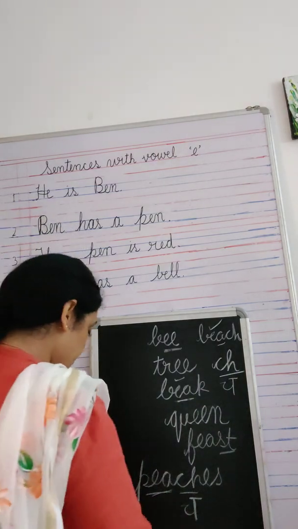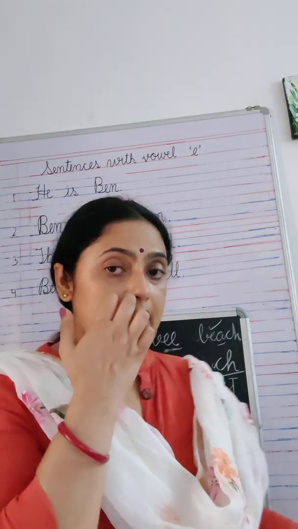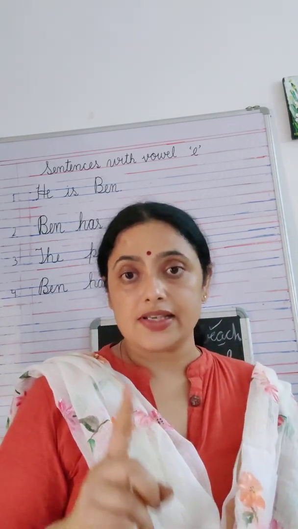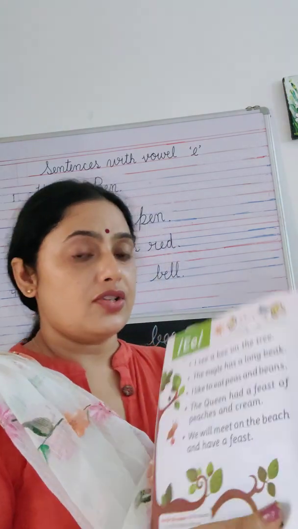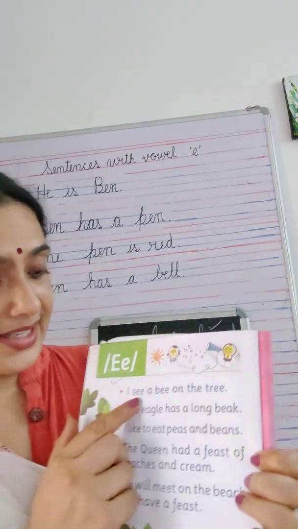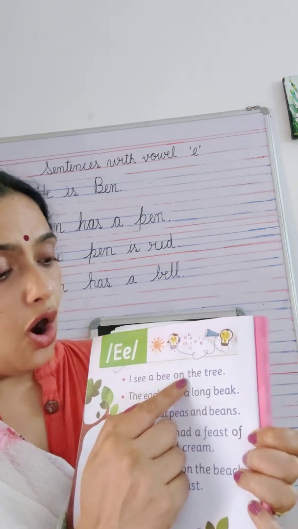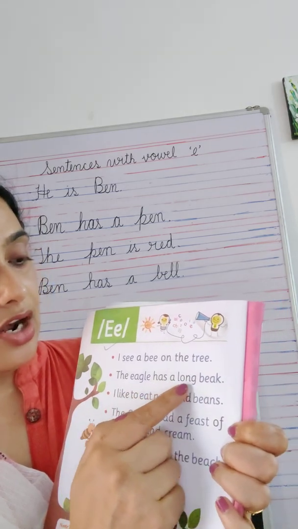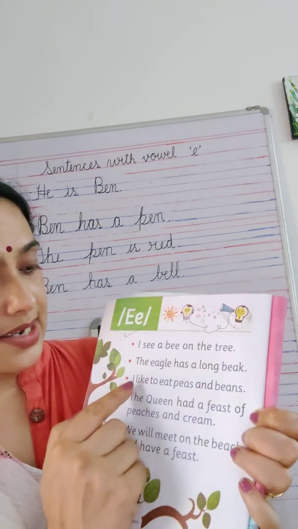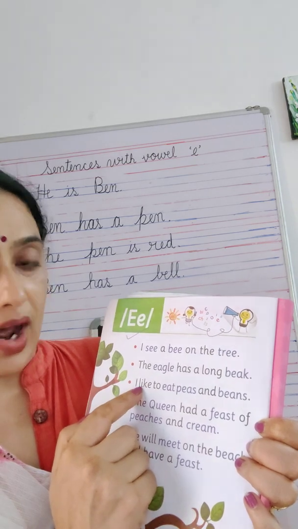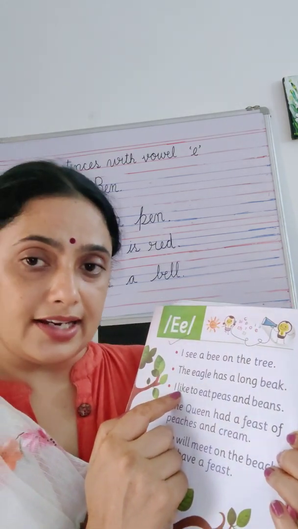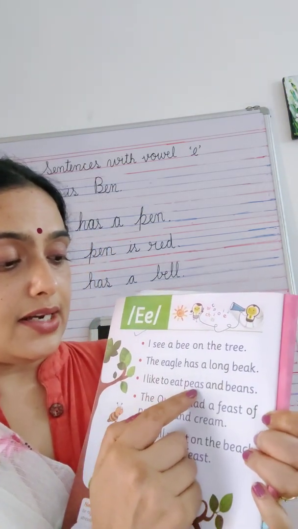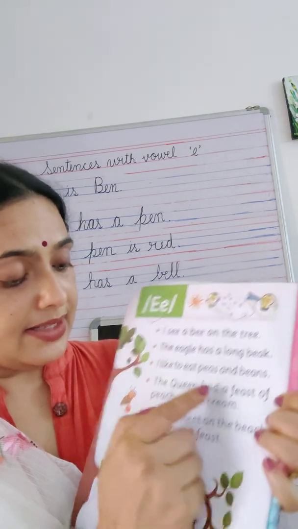This way you will read the long sound words. First you have to see if the word has two vowels. If it has two vowels, then the first vowel will give us a long sound. Now see. I see a bee on the tree. The eagle has a long beak. I like long sound, so I is giving us a long sound. We will not say lick, we will call it like. E will be silent. I like to eat peas and beans.